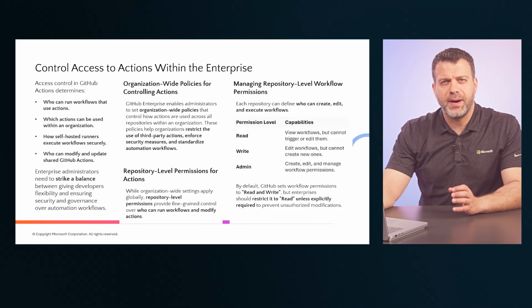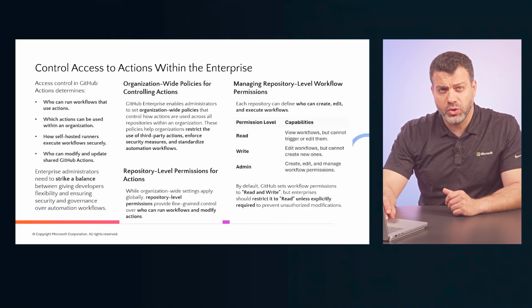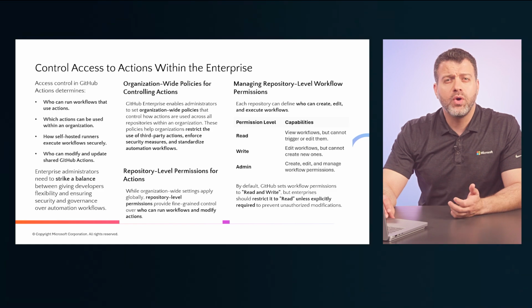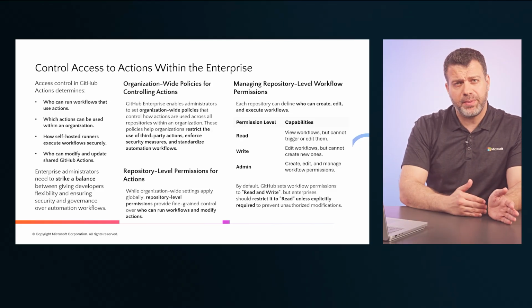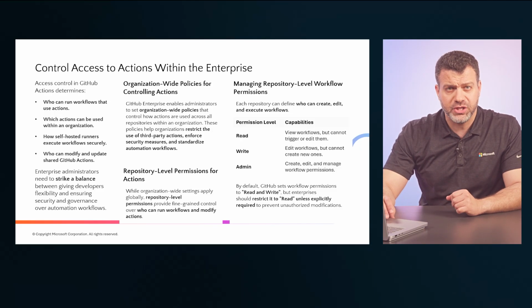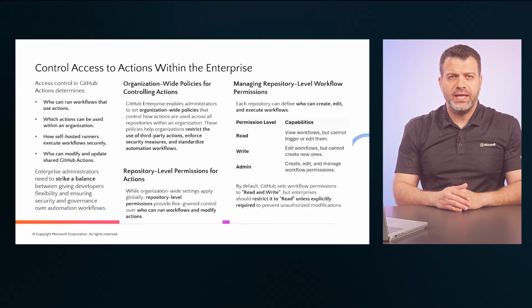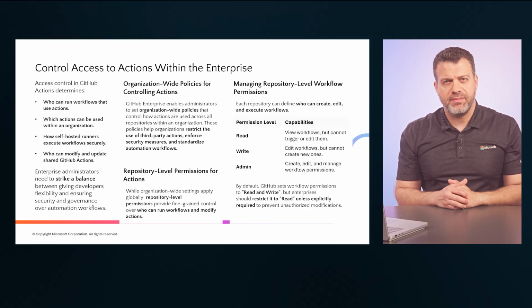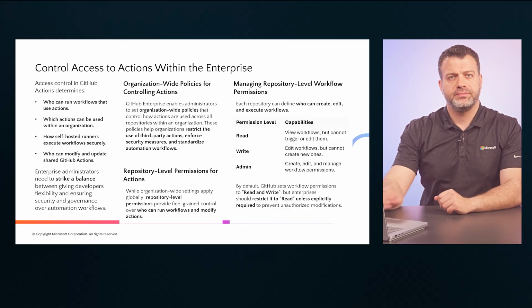Governance isn't just about what's allowed. It's about who is allowed to do what. At this level, you control who can run workflows, who can modify workflows, and which actions are allowed. This is enforced through organizational level policies and repository level permissions. So the best practice here is default read-only. Only elevate permissions when needed. Limit who can modify automation. And least privilege reduces risk.